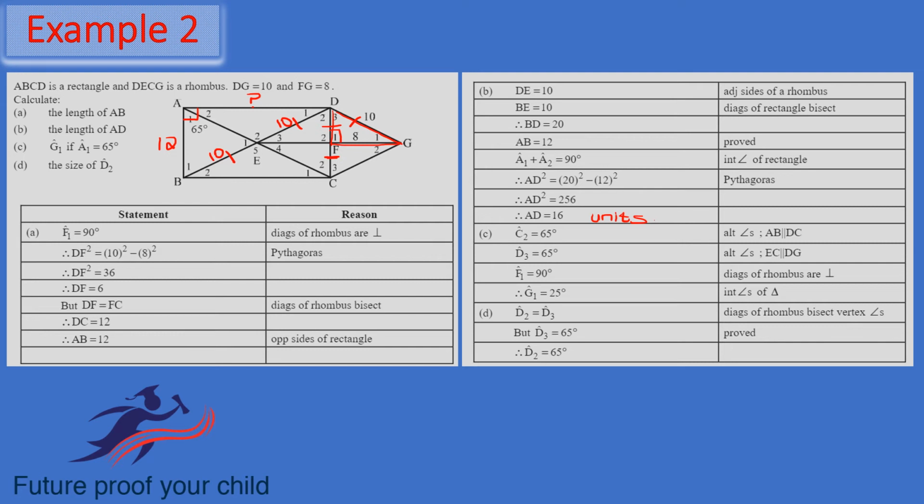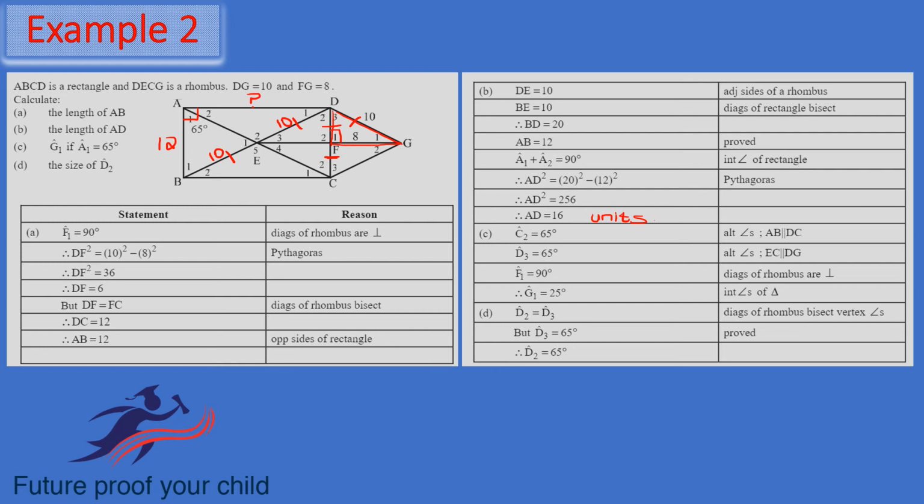Right, then it says determine the size of G1 if A1 is 65. So I can say C2 is 65 degrees, and that will be alternate angles. AB is parallel to DC. Then D3 is 65 degrees, alternate angles. EC is parallel to DG. And then F1 is 90 degrees. My diagonals of a rhombus are perpendicular. So therefore, G1 is 25 degrees, interior angles of a triangle.